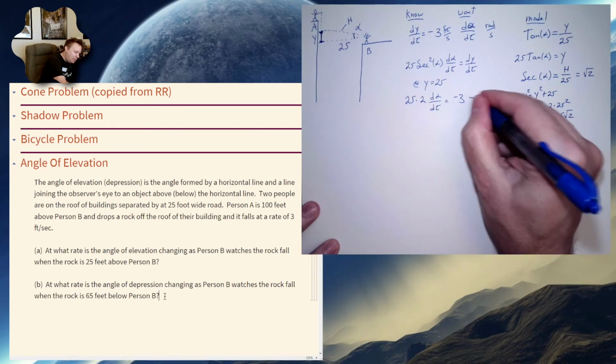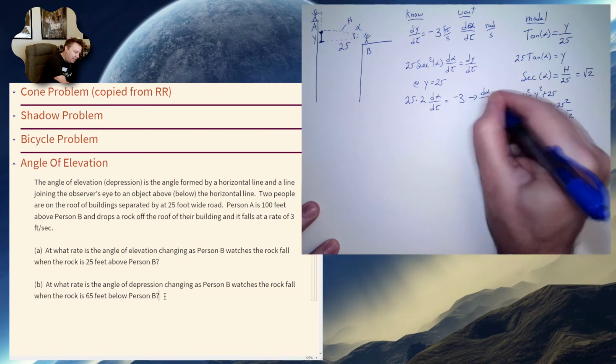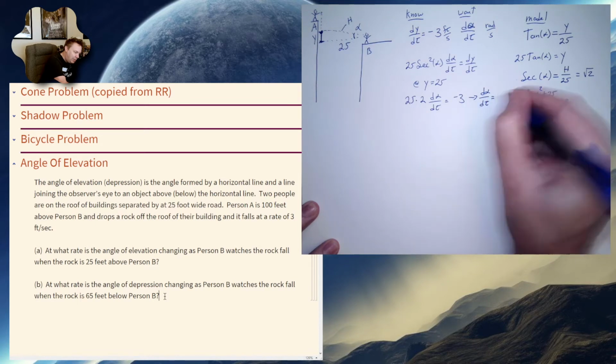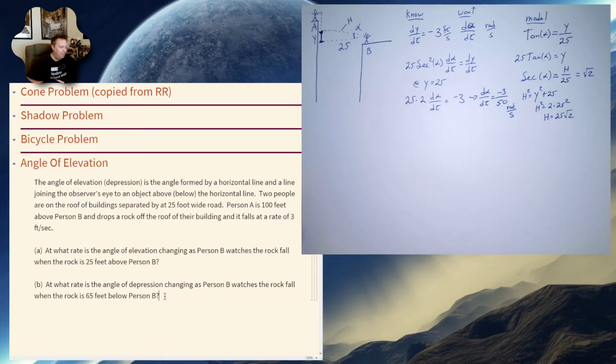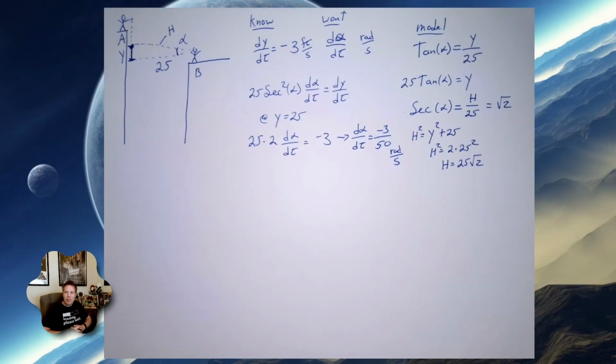And I'm going to substitute in -3 for dy dt as well. So this gives me d alpha dt is equal to -3 over 50. And again, remember, this is in radians per second. So this is the answer to part A. I'll make this a little bit bigger so we can see this.